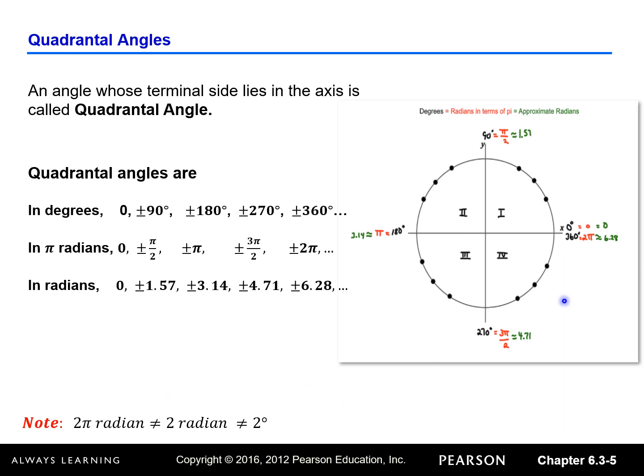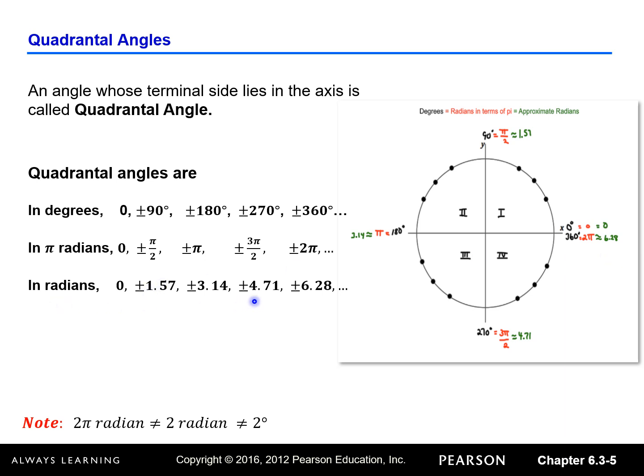So let's just be aware of the values of the radian on the positive x. So this is 0. Next, this is pi over 2, it's equivalent to 1.57 radian. Then this pi is equivalent to 3.14 radian. This 3 pi over 2 radian is equivalent to 4.71 radian. And then 2 pi is equivalent to 6.28. So if you want to get another quadrantal angle in radian, you will add 1.57 to 6.28.